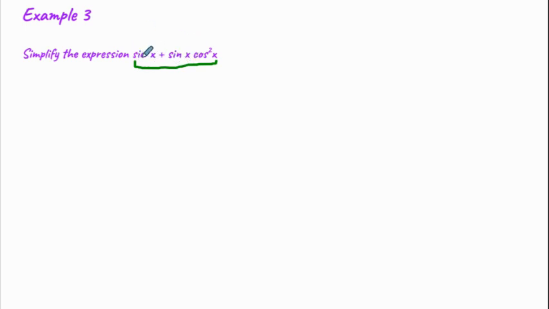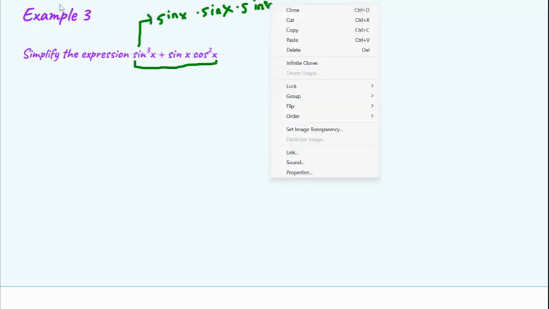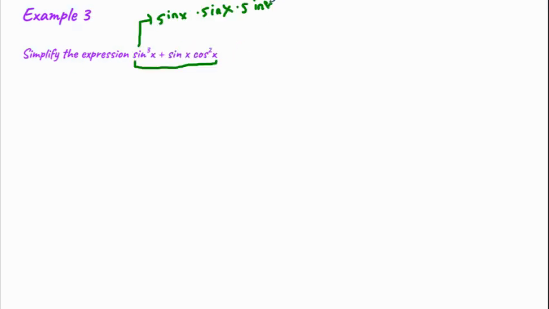What do I have in common? Across these two terms, I have sine cubed. That's just sine times sine times sine. And on this other one, I also have a sine. So both these terms have a sine x in common, and I'm going to go ahead and factor one out. I'm going to take sine x. And then what do I have left over? If I factor out sine x from sine cubed, I have sine squared left over. And if I take sine x out of this term right here, I just have a cosine squared.